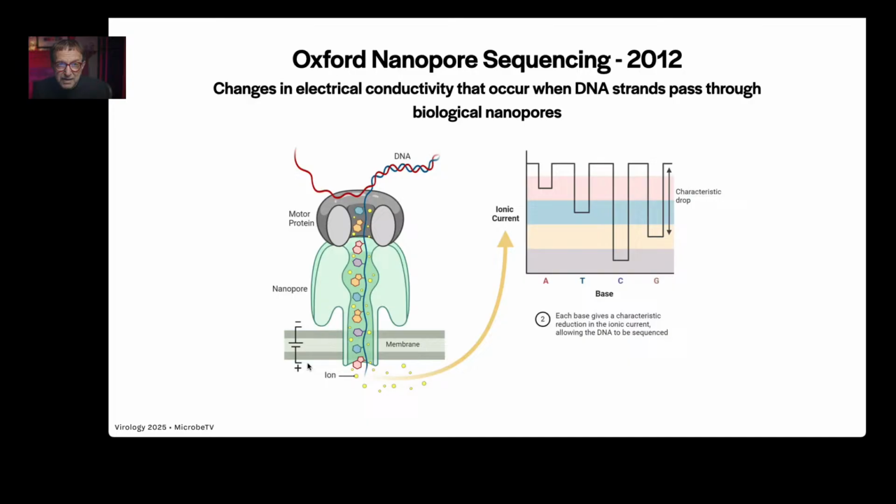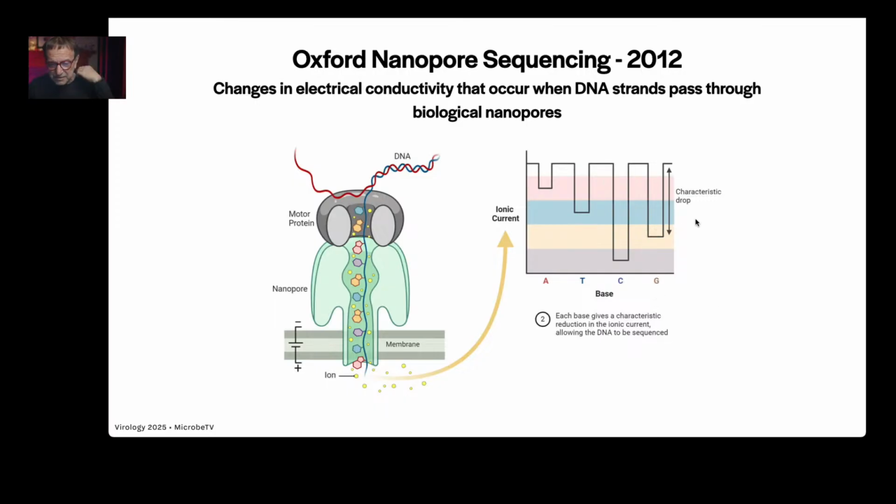And there's a charge on either side of the membrane. When each base emerges, it causes a characteristic drop in the ionic current here. So each base gives a characteristic reduction in the ionic current, allowing the DNA to be sequenced. It's so brilliant, all of these approaches, right? It's so amazing.